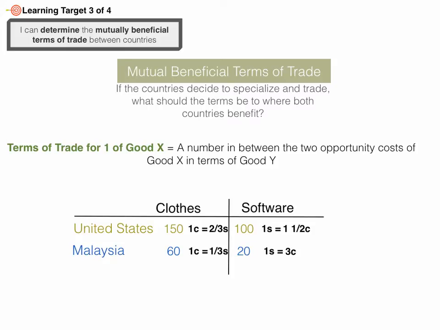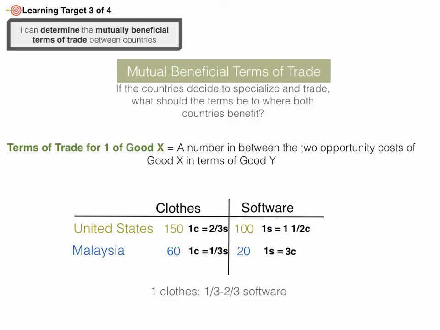So one piece of clothing, look at the two opportunity costs in terms of clothes. For the United States, theirs was 2/3 software. For Malaysia, theirs was 1/3 software. So what we're saying is it would be mutually beneficial if Malaysia traded one piece of clothing to the United States and received some amount of software in return between 1/3 and 2/3. It's got to be in between. It can't be equal to.